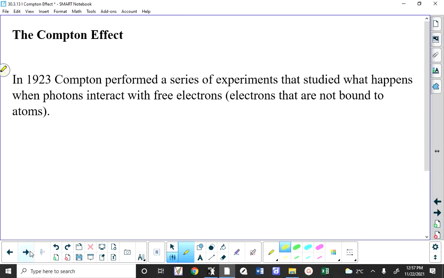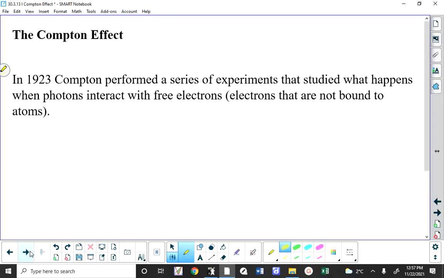So now, what is the Compton effect? It's been almost 100 years since it was discovered. Essentially, and this is the difference from the photoelectric effect, and I think it's important, you have photons that are going to be striking electrons that are free.